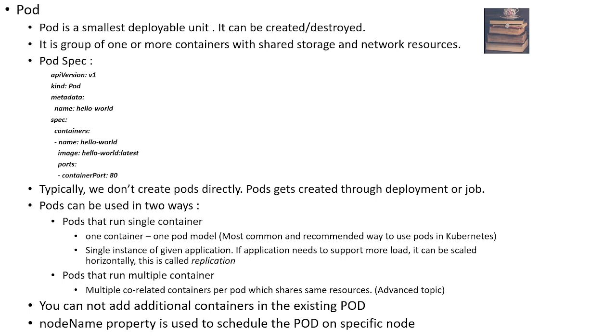Now, there is a property called node name, which is used to schedule the pod on a specific node. That is how the pod gets scheduled on a specific node. We will see that in the practicals in our subsequent videos. So that is the case.